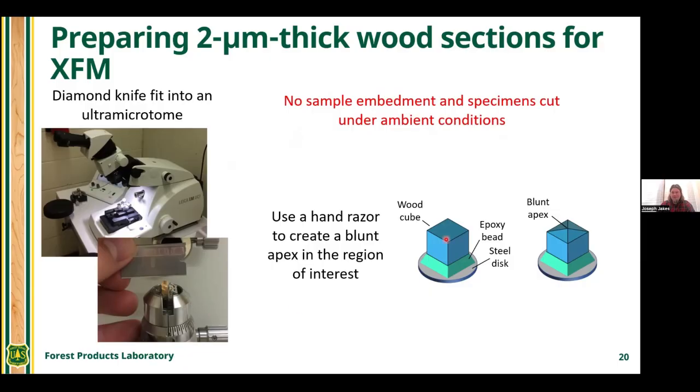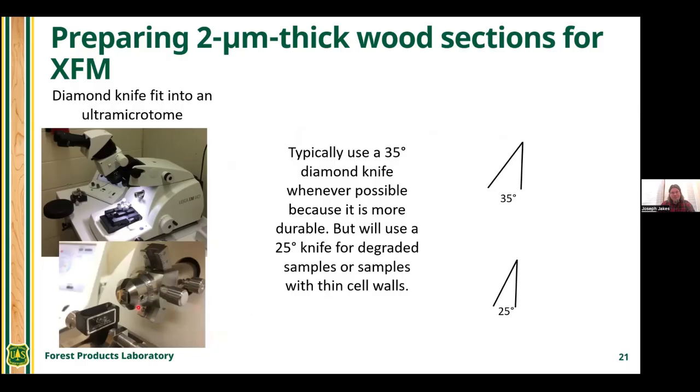So the first step is to take a block of wood, and then we just use a hand razor to create a blunt apex in the region of interest. And then we fit that into the ultramicrotome with a diamond knife. Typically we use a 35-degree diamond knife whenever possible, because it's more durable. But if you have a highly degraded sample or a sample with really thin cell walls, like those Rhapsodopsis specimens, then we'll use a 25-degree knife.